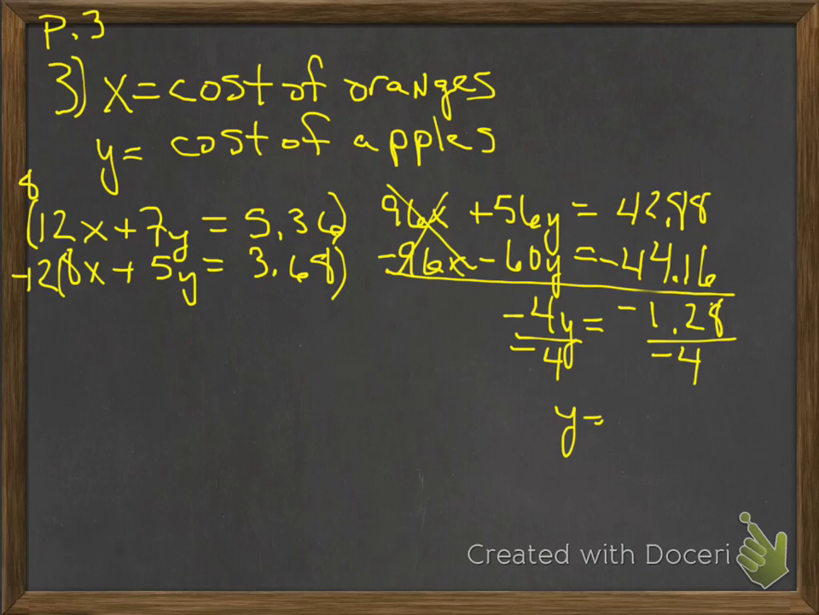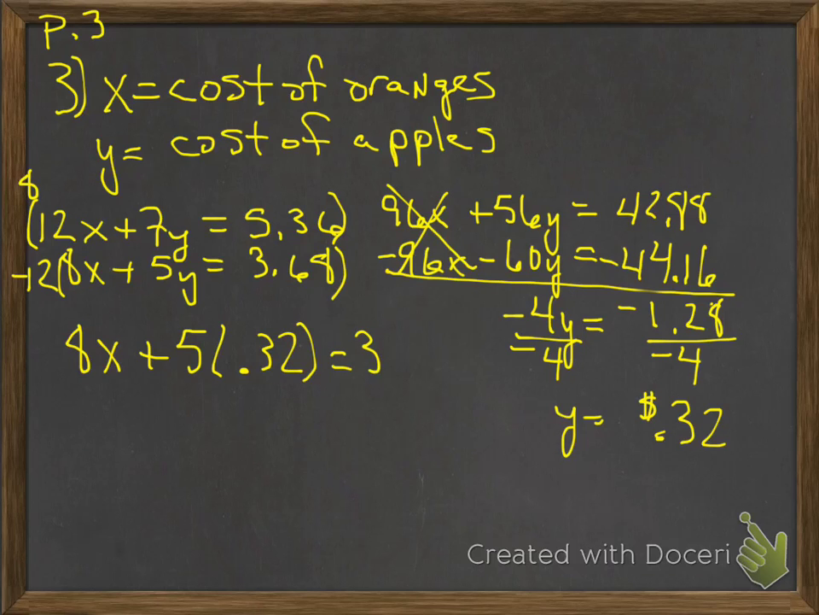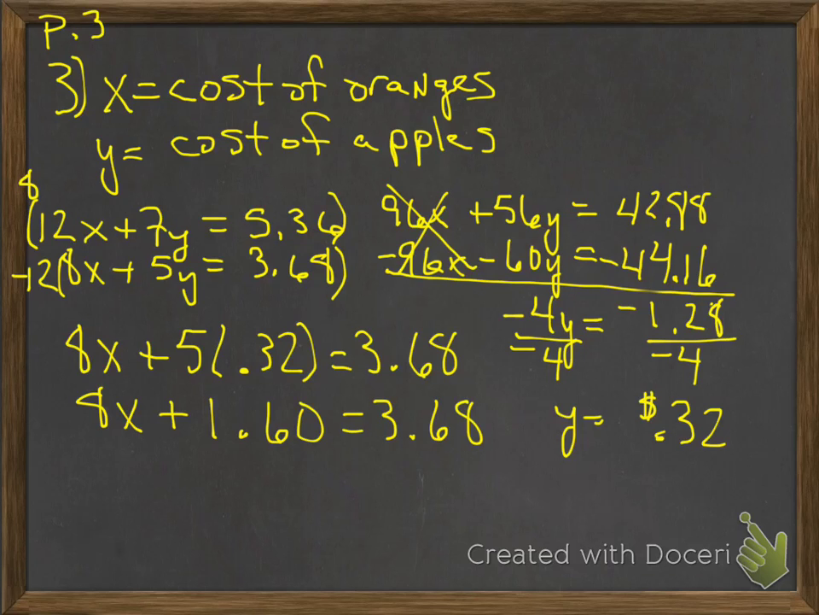And y is equal to 32 cents. Okay, so I would take this 32 cents and I would put it here in place of the y. So I'm going to say 8x plus 5 times 32 cents is equal to 368. And then I could multiply. 5 times 32 would be 160 equals 368. Subtract.